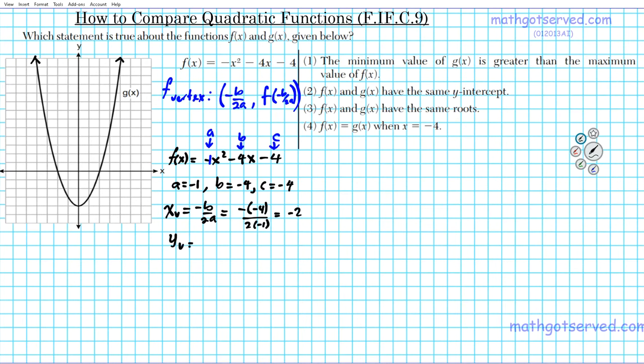The y coordinate of the vertex is the function evaluated at negative b over 2a. We already know negative b over 2a from the first part, which is negative 2. So we're looking at f of negative 2. We simply plug in negative 2 into all the x's in the function. If we do that, we have negative negative 2 squared minus 4 times negative 2 minus 4. Simplify that. Negative 2 squared is 4, so negative 4, and minus negative 8 becomes plus 8, minus 4, gives 0.